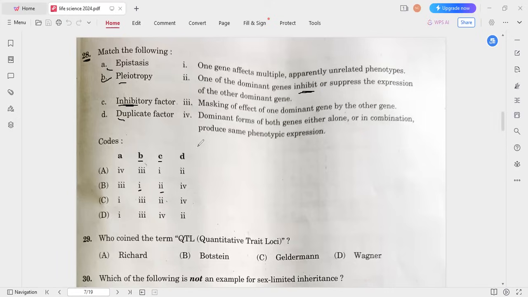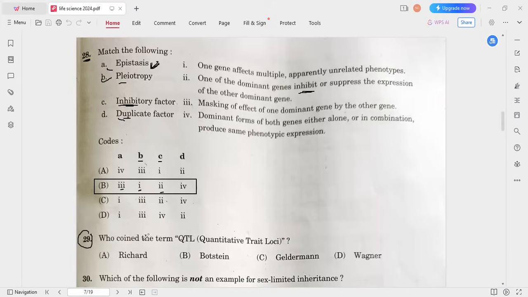Next, masking of the effect of one dominant gene by the other gene, that is epistasis. Last one, dominant forms of both genes, either alone or in combination, produce the same phenotypic expression, that is duplicate factor. So based on the matching, option B is the correct answer. Now move on to the next question, which is based on QTL.